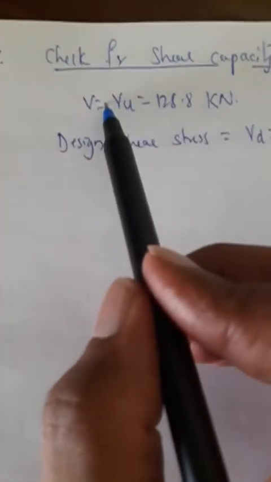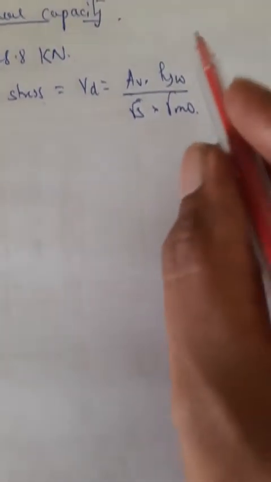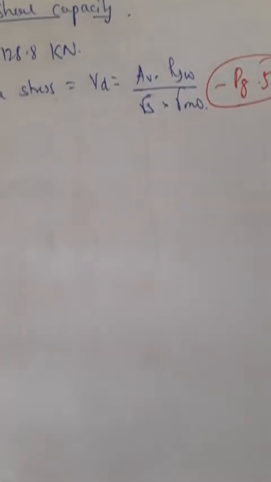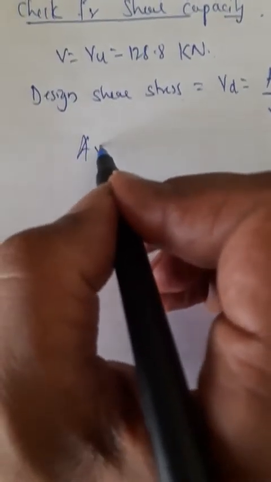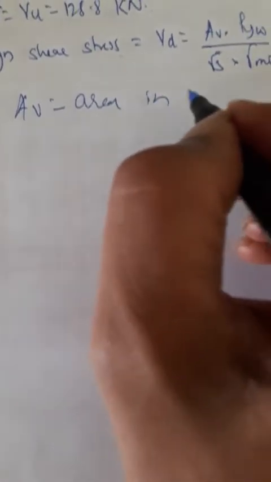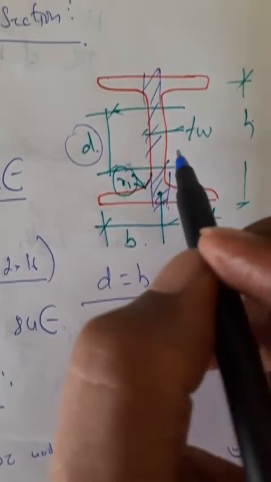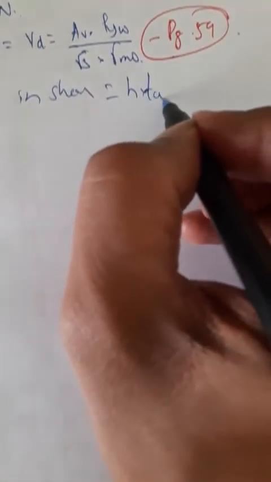Now fourth step, step 4, check for shear capacity of the section chosen. Now I have the values V is equal to VU, that is factored shear force 128.8 kilonewtons. Design shear stress VD is given by AV into FYW by root 3 gamma m naught. And this equation is available on page 59 of codebook. Now substitute the values, get the value of VD. For that you need to calculate AV and AV is area in shear. And area in shear is this total area from here to here, and this area in shear is given by TW into H. Area in shear is equal to H into TW. So H is 450, TW is 8.6.